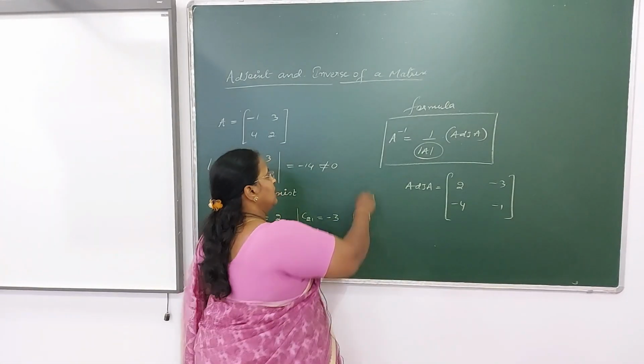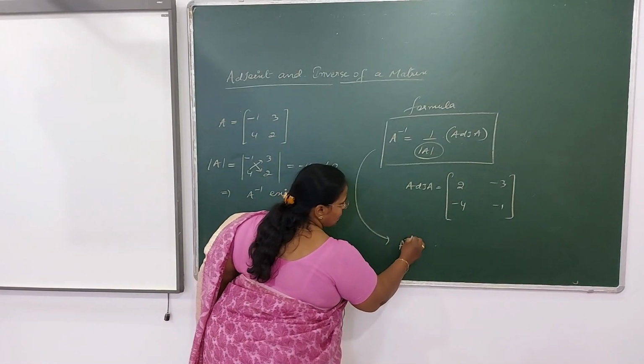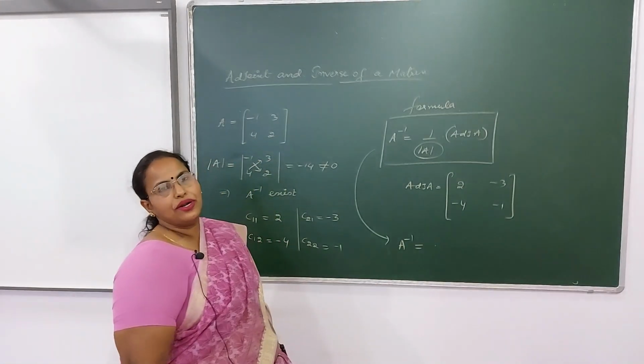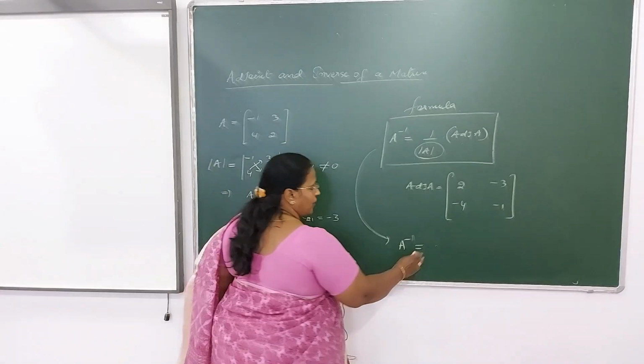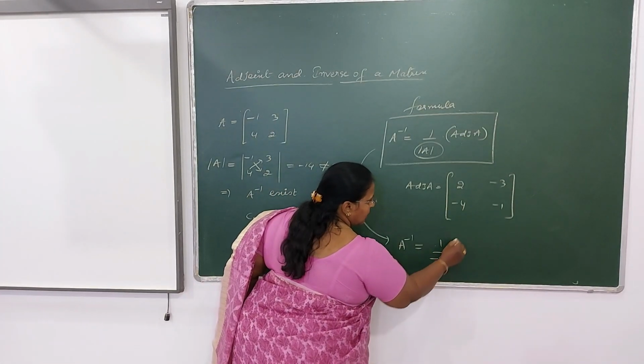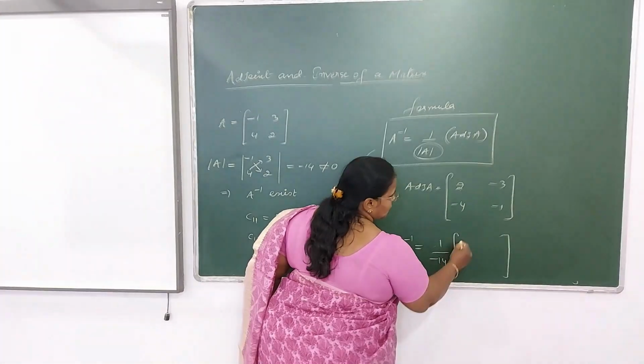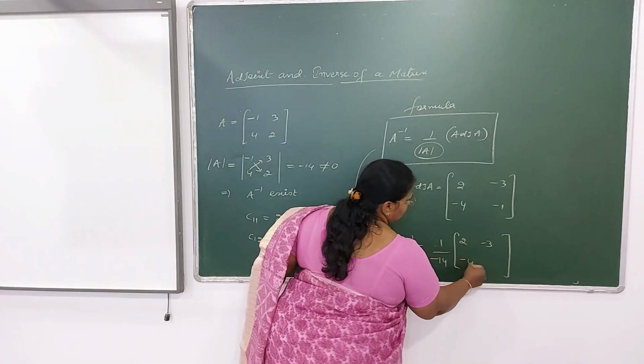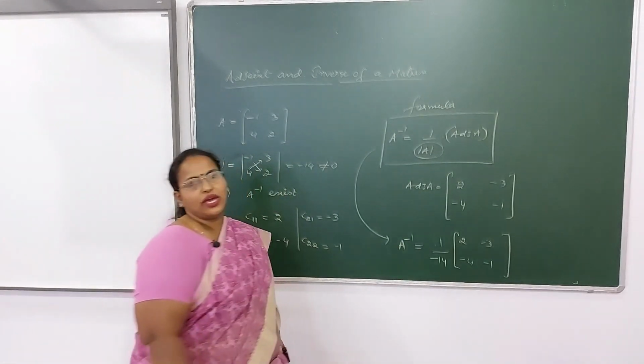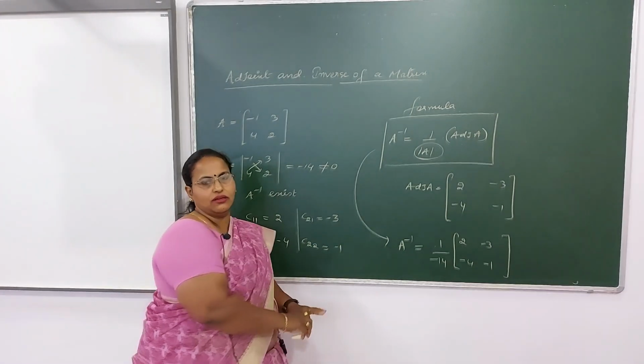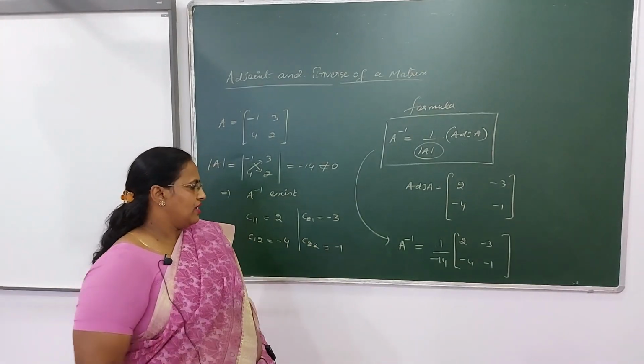Now we'll use the formula. A inverse is equal to 1 upon determinant of A. Already we know it's 1 by -14 into adjoint of A. So it's 1 by -14 into [2 -3; -4 -1]. You can leave the answer in this particular manner, or the other way.